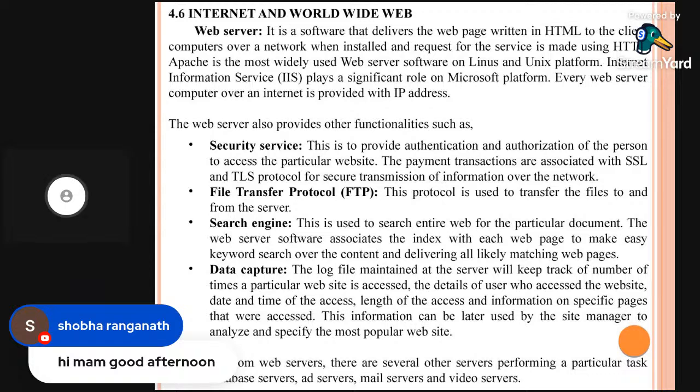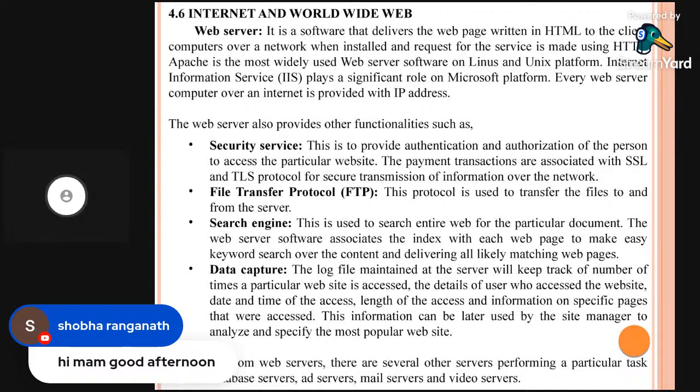Now data capture. The log file maintained in the server will keep track of the number of times a particular website is accessed. So the details of the users who have accessed the website, date and time of access, length of access, and information on the specific pages accessed. This information can later be used by the site managers to analyze the most popular websites.